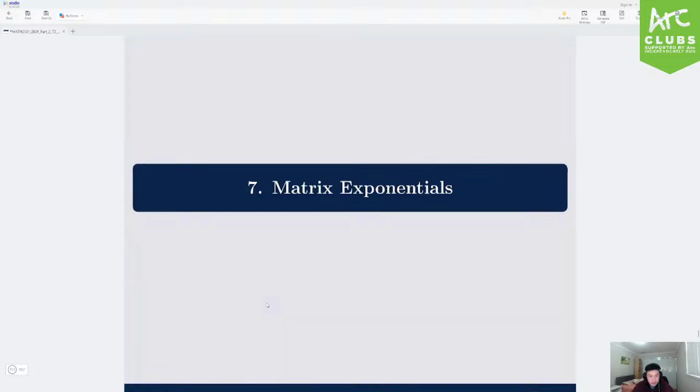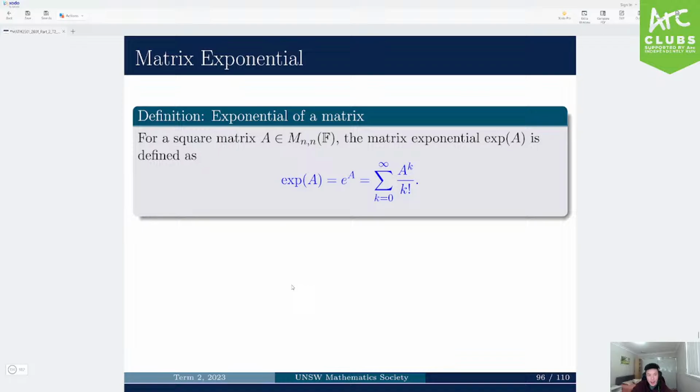Alright, now we get onto the final topic on matrix exponentials. The first thing we look at is the definition of an exponential of a matrix. So suppose we have a square matrix A that is n by n, then the exponential of A is defined as e to the power A, and we actually use the power series definition of exponential to define the exponential of matrices. So this infinite sum here.